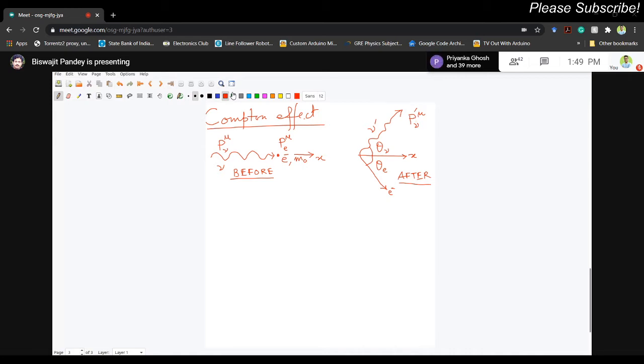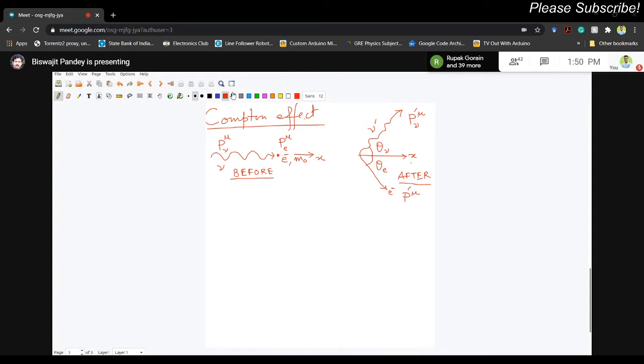Just remember, nu is for photon. This prime is after the collision, and unprimed is basically before the collision. You can write that down using language, that's up to you. And suppose this is the 4 momentum of the electron after the collision. Let us call it prime.